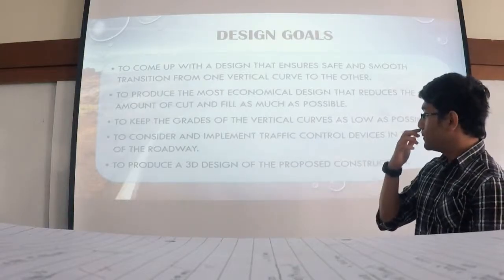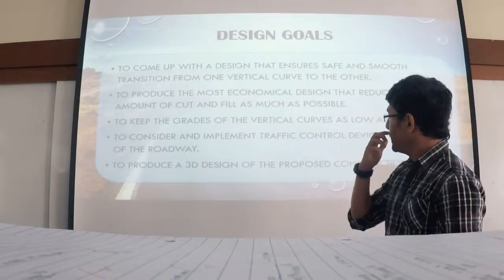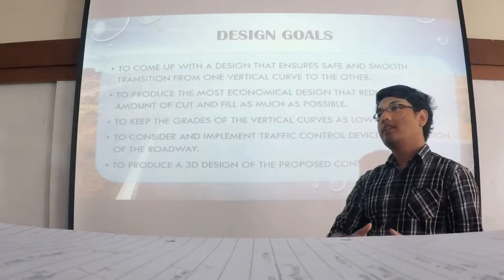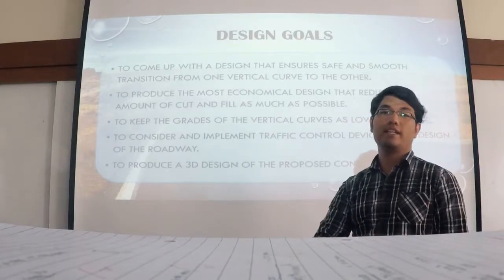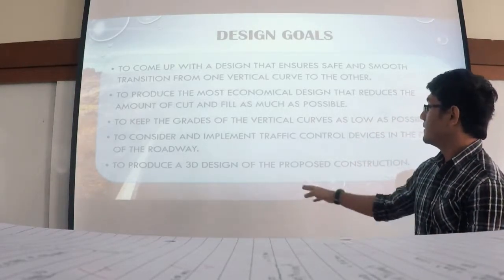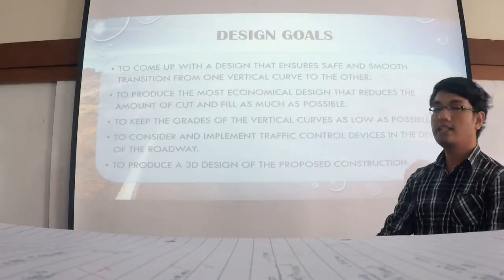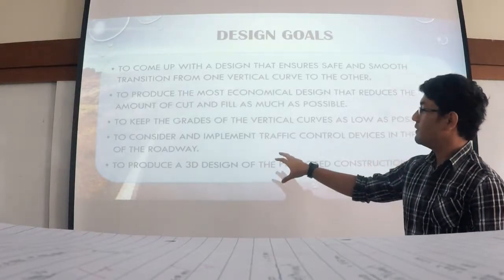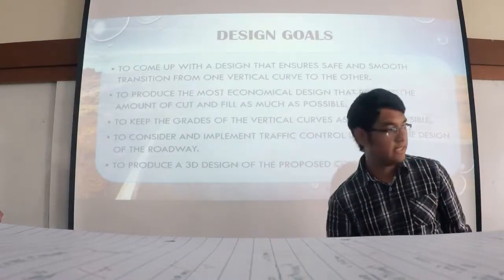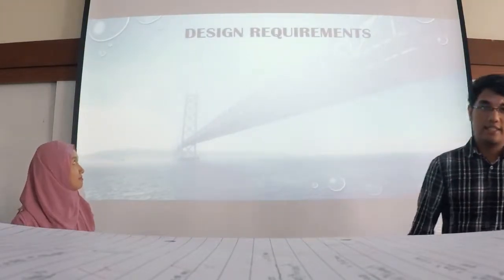The next is to consider and implement traffic control devices in the design of the roadway. This is basically traffic control like traffic lights or signboards and so on. The last one is to produce a 3D design of the proposed construction. In that design, we are going to show an illustration of our project. The next part I pass to Ain.